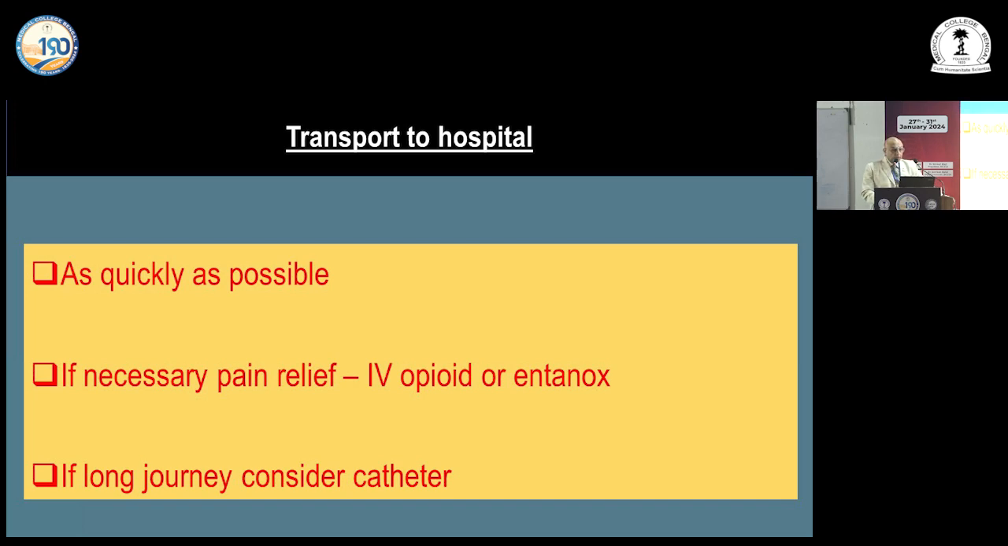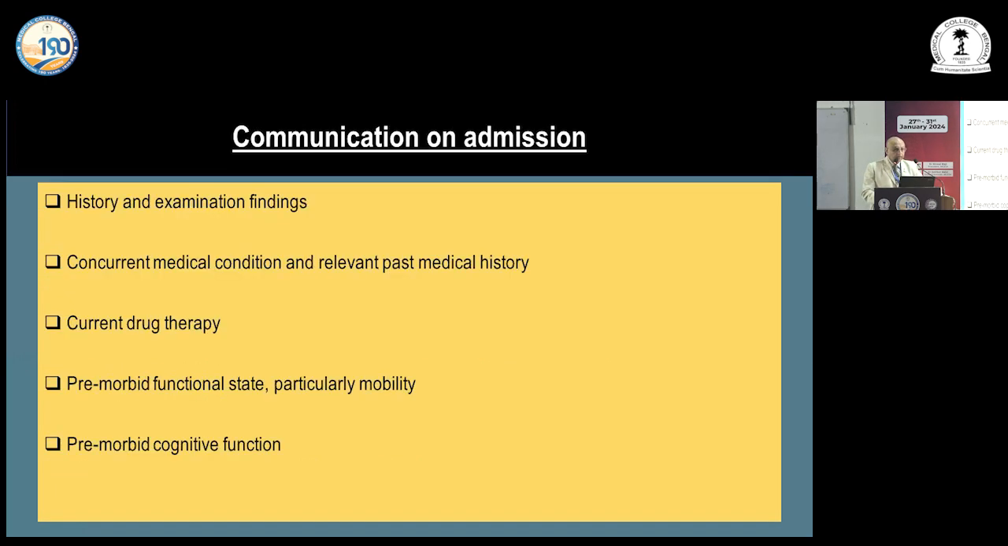The patient should be transported as quickly as possible to the nearest hospital or health facility. Pain relief should be opioid or Entonox. Entonox is not very well available in our country at least. If it is a long journey in transportation, then the patient should be considered for a catheter.